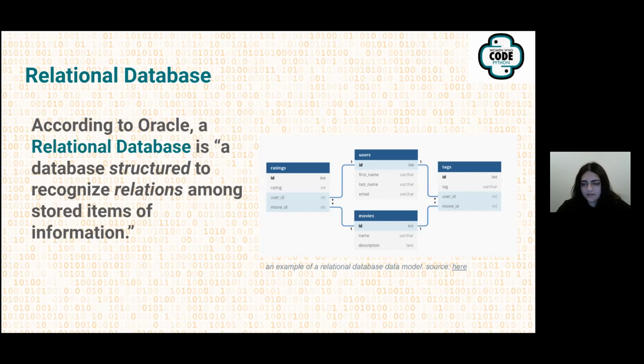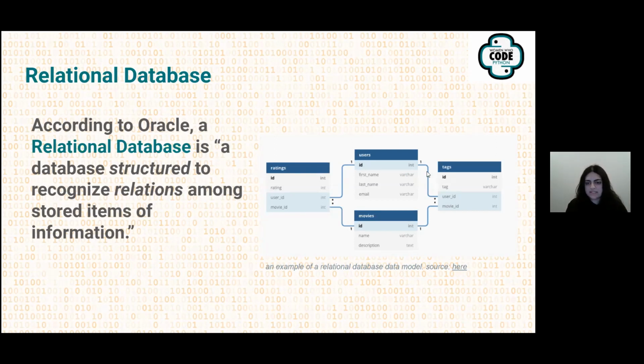And according to Oracle, a pioneer in databases, it is a database structure to recognize relations among stored items of information. So here's an example. We can see here that we have this really nice graphic, with things pointing to each other. Maybe it doesn't make sense to someone looking at it from outside. But internally, what this really means is that it follows a specific format to design a relational database.